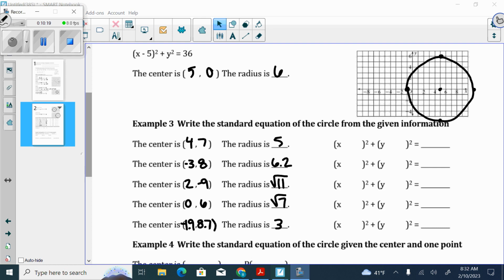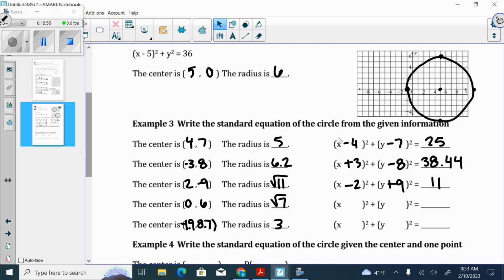For that first center and radius, what did you guys put over here? X minus 4 squared plus y minus 7 squared. Good. Very good. All right, somebody else give me the next equation. X plus 3 squared plus y minus 8 squared equals 38.44. Very good. All right, somebody else give me the next one. X minus 2 squared plus y plus 9 squared equals 11.